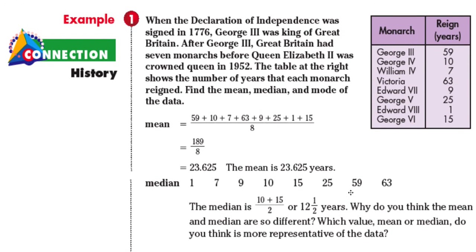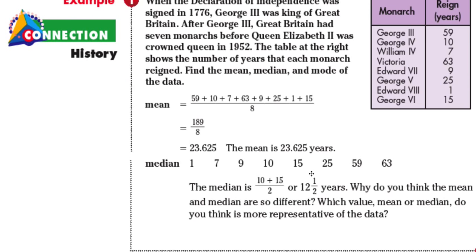And let's analyze this. Okay, you have the data ranging from 1 all the way to 63. Okay, we can probably indicate that 1 is an extreme value to the set, but you have 7 and 9, okay, and 10, but you also have 59 and 63. So 1 can be considered extreme, but not that extreme, and you have a mean which is 23.625 years. But if you look at your median is 12 and 1/2 years, and the median is very close to one of the extremes, which is 1.